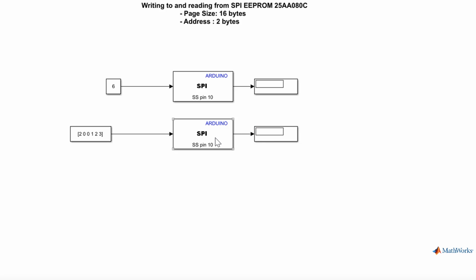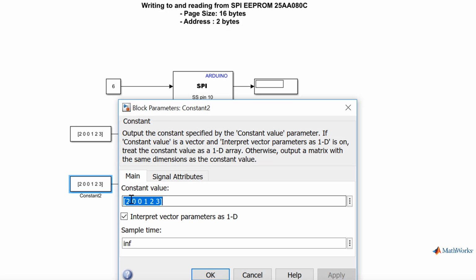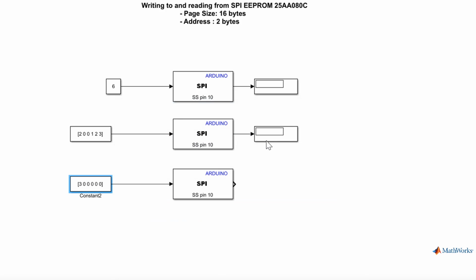After writing to this EEPROM, let us try to read from the same location. For that, we first need to give the read command followed by the address and then as many number of zeros as the number of bytes that you wish to read. So let us change the command value to 3 and let us change the last values to 000. Again, we need to connect a display block to the output of our SPI write-read block.